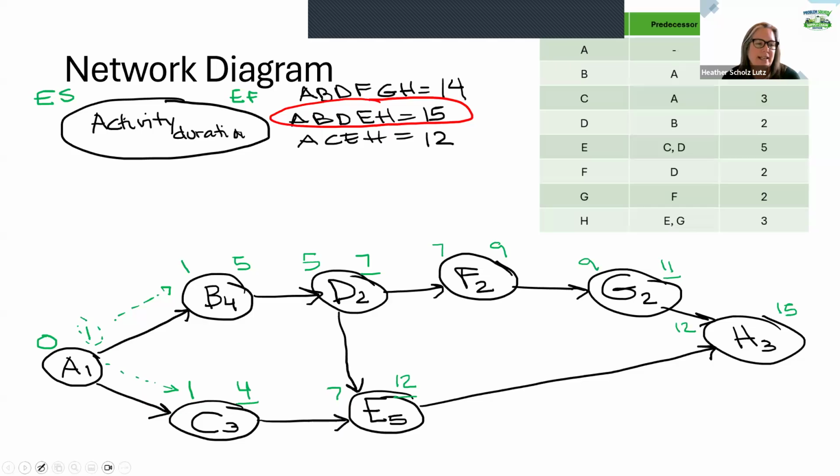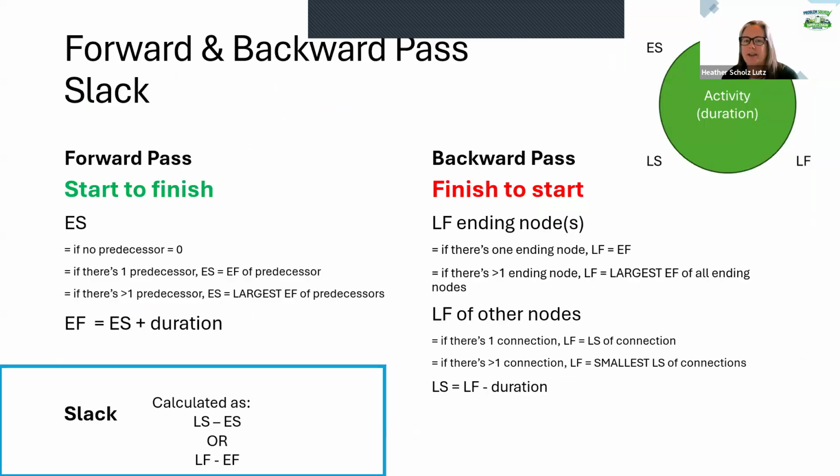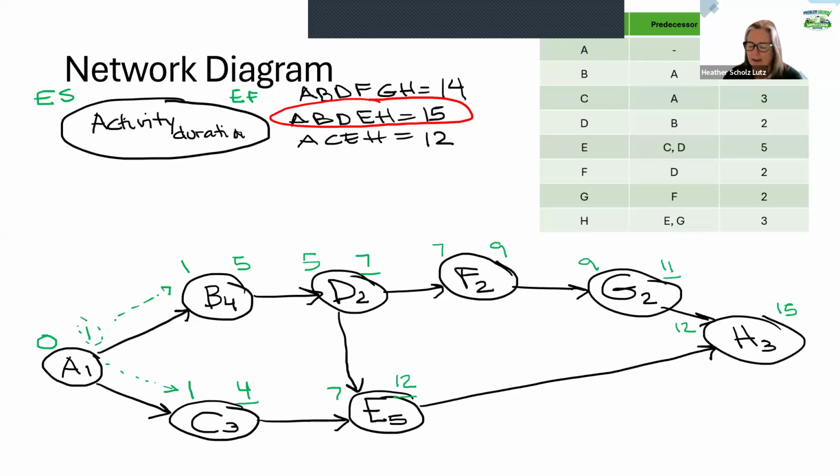What we're going to do next then is that backwards pass. So again, it's on the slide here. We're going from the finish to the start. So now we're following it backwards to the start. So you'll see here I call them connections because we're following that path backwards. So it's not really the arrow anymore. But in this case, if we come back here, what I said on that other slide is that if you have one ending node, that early finish becomes your late finish. So this project would be 15.